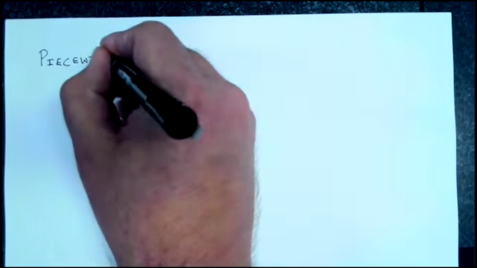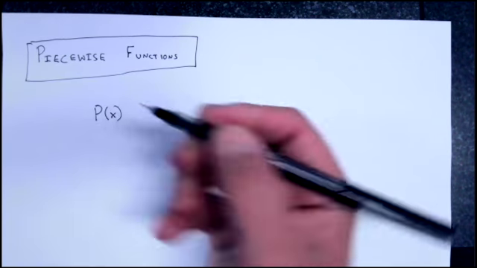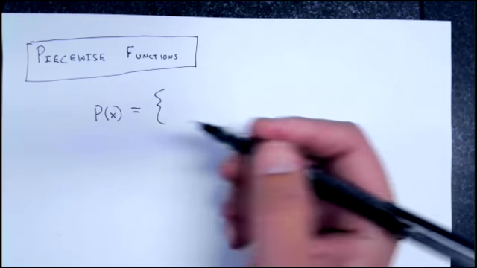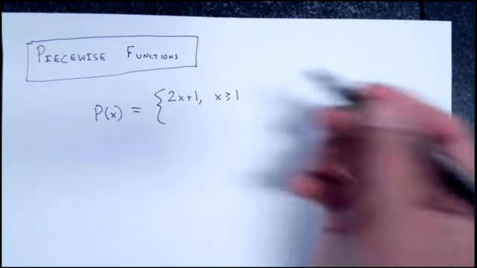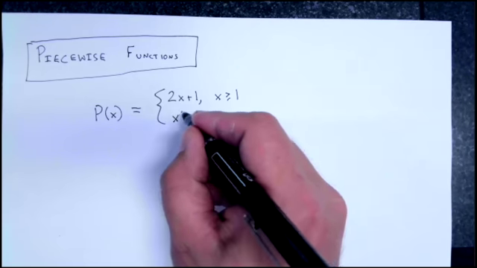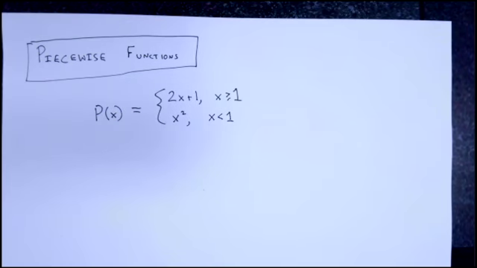We use this when we build new functions from pieces of old functions to build piecewise functions. We may have different rules for different pieces of the domain. So I'm going to use p for p of x here. P is piecewise. And I could say this is equal to 2x plus 1 if x is greater than or equal to 1. And it's equal to x squared if x is less than 1. And this is fine as long as I understand that I have to look at this rule first.